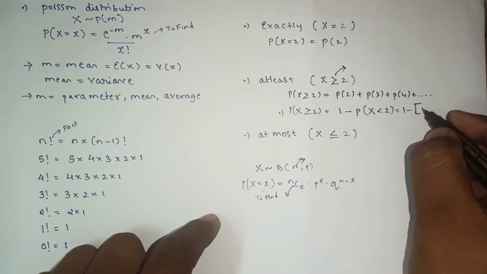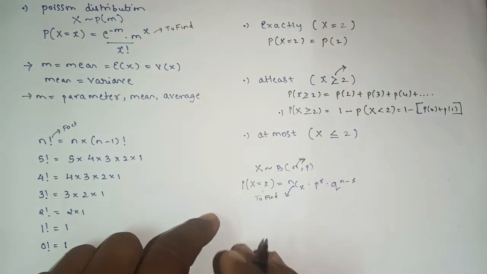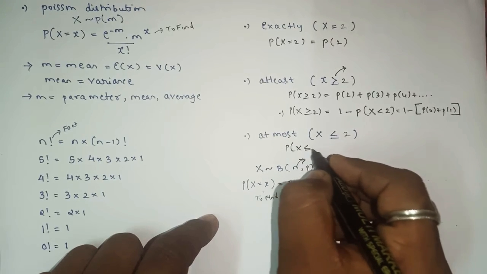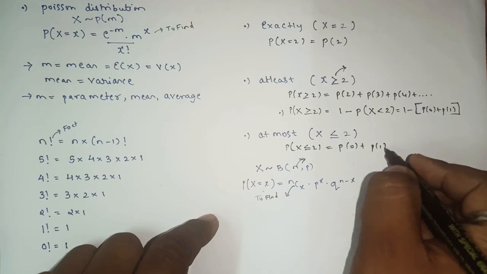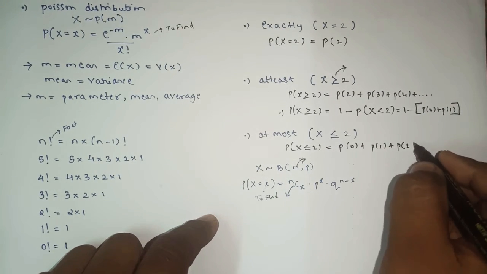So what does less than 2 mean? P of 0 and P of 1. Okay, so what does at most mean? At most means less than or equal to 2. It means it contains 0, it contains 1. Less than or equal to means we have to consider the value of 2 also. Yes or no?